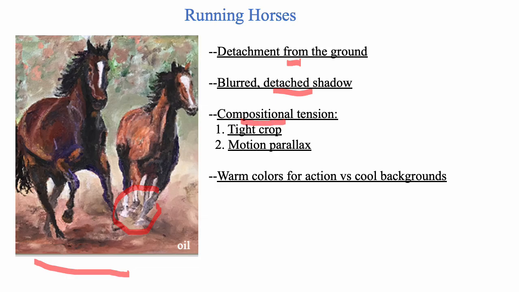Now, in compositional rules, we're supposed to leave room in front for the horses to move. But instead, I used a tight crop where the horses nearly touch the edges of the painting, as if they were about to burst out of the painting. Because the horses fill up so much of the frame, they appear to be zipping past the viewer much faster than if they were smaller figures in a vast landscape. And that's called motion parallax, where objects close to us seem to be moving faster than those further away.